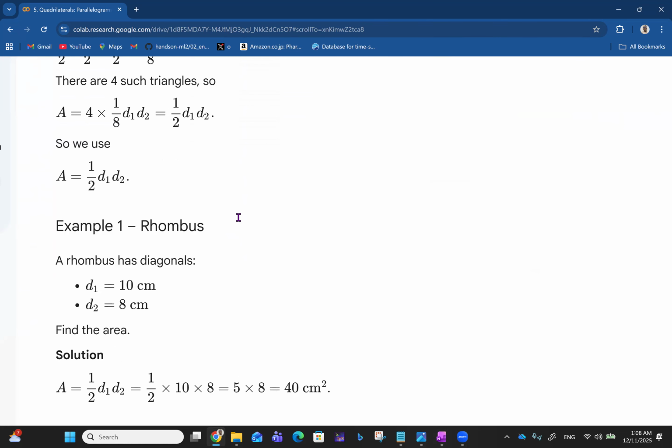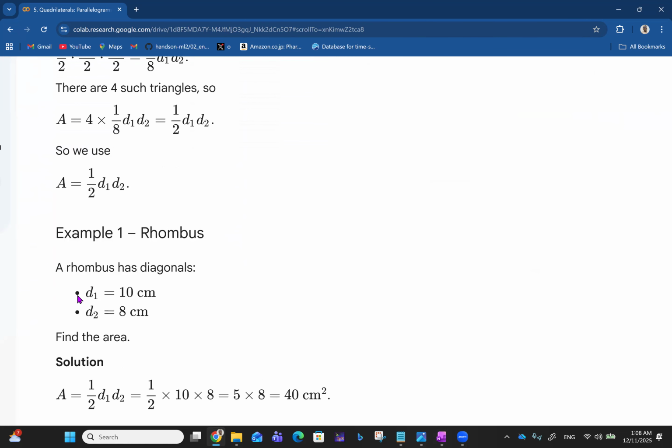So example one now. A rhombus has diagonals. For a rhombus, all you need to know is the diagonals. You don't even have to worry about the sides, except if you are not given the diagonals and you can use the sides to find them. So once you get the diagonals, you're good to go. A rhombus has diagonals D1 10 cm, D2 8 cm. Find the area. Of course, we know area is half D1 D2. That's 1 over 2 times 10 times 8. 10 over 2 is 5, 5 times 8 is 40 centimeters squared.